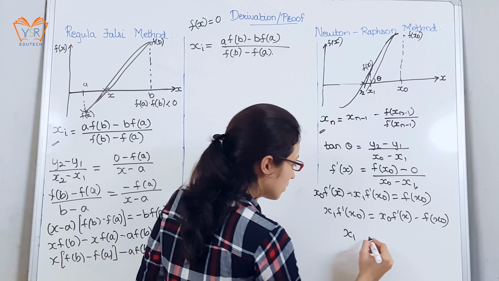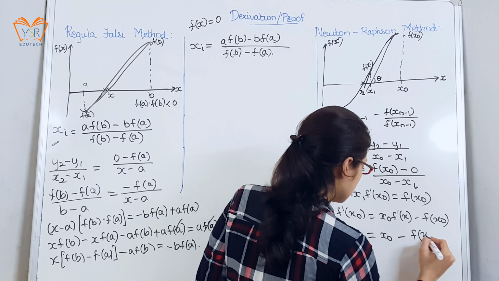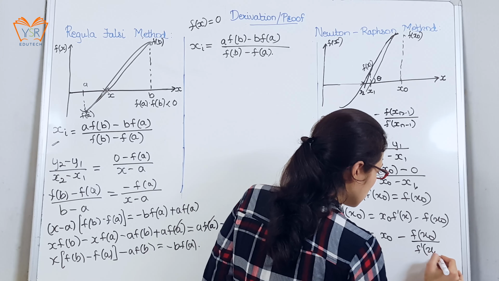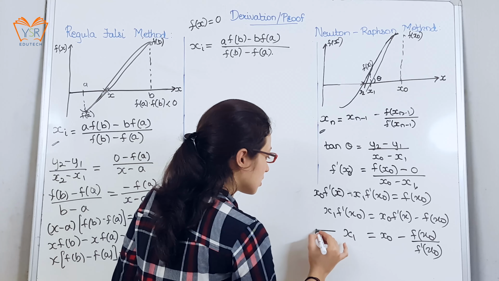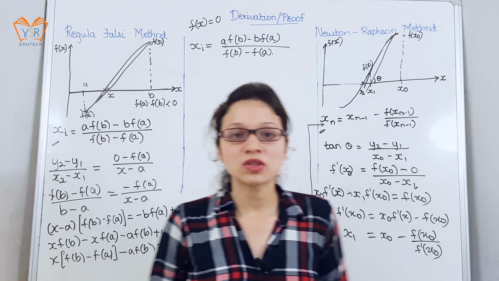So for the value of x1 we get x1 equal to x0 minus f(x0) by f dash of x0. Now if we just generalize the formula, we get this one. So this is the proof for both the formulas.